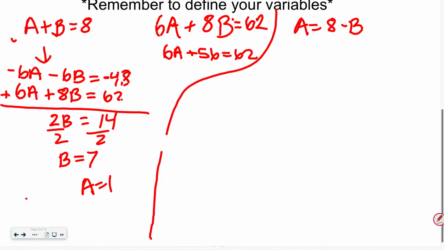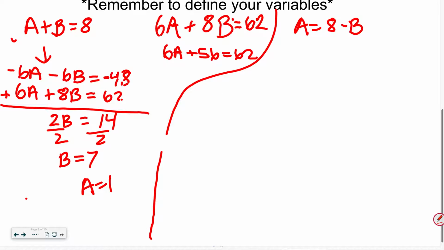Make sure you can do both methods, so follow along. Just make sure you got it right. All right. So we have A equals 8 minus B, and then we have this equation, 6A plus 8B equals 62. So what can we do now that we know that A is the same as 8 minus B? We're trying the substitution way. We already know our answers, but pretend like you don't.